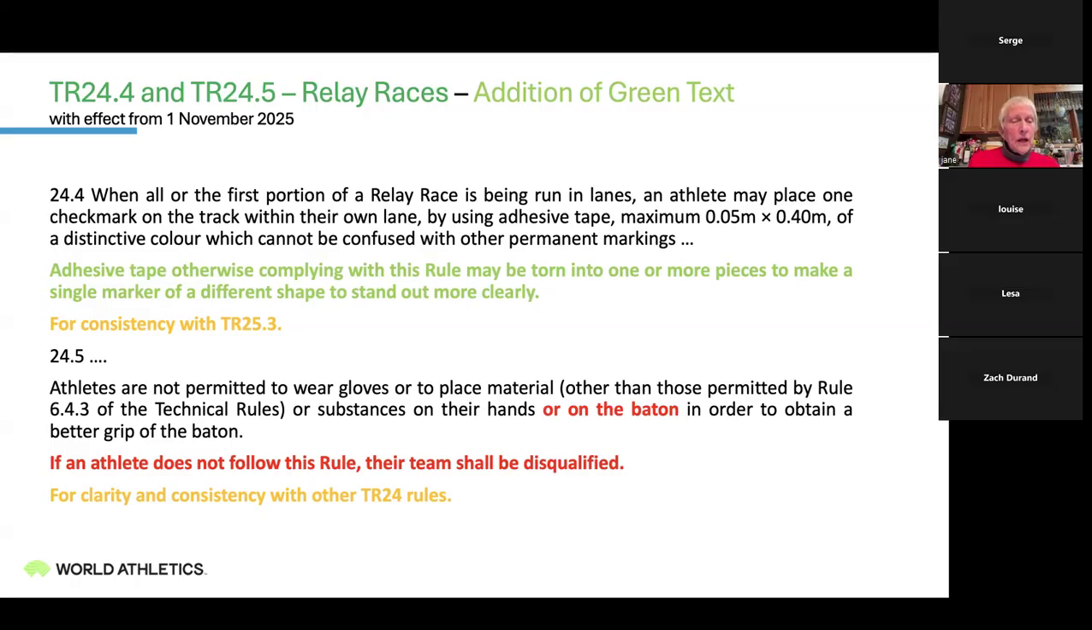24.5 just says athletes are not permitted to wear gloves or to place, other than those permitted in Rule 6.4.3, substances on their hands or on the baton in order to obtain a better grip on the baton. If an athlete does not follow this rule, their team shall be disqualified. So it just gives a consequence for if they break the rule.